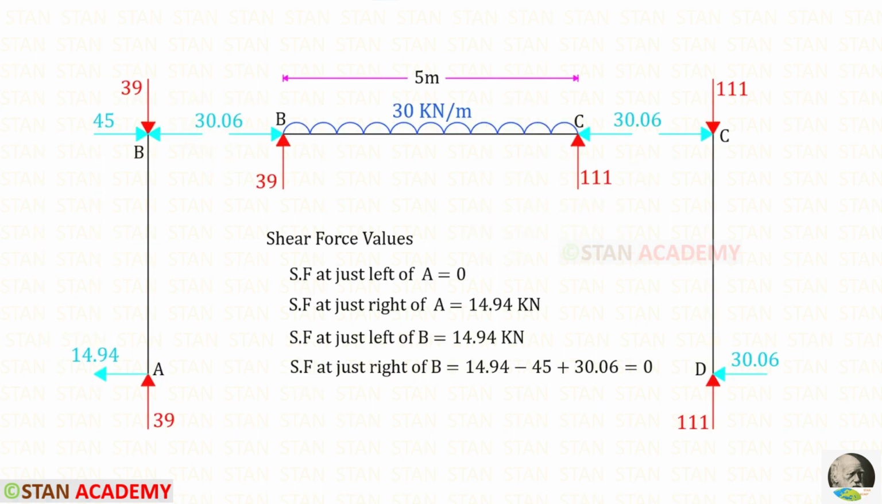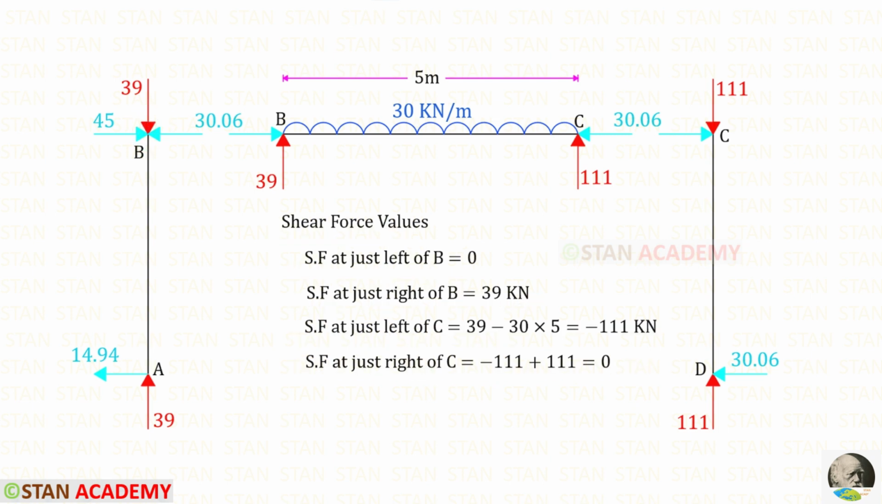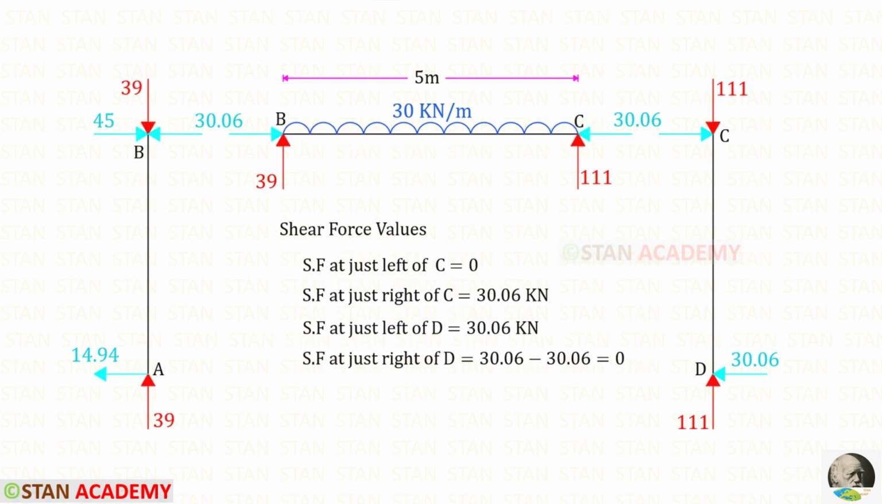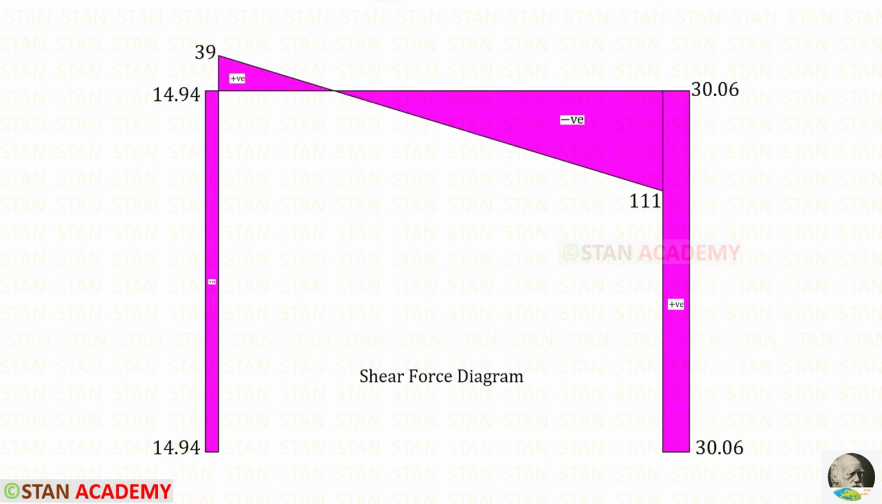To draw the shear force diagram, only with the reactions and loads, we can draw the free body diagram and find the shear force values. These are the shear force values for the column AB. These are the shear force values for the beam BC. And these are the shear force values for the column CD. Here you can see the shear force diagram.